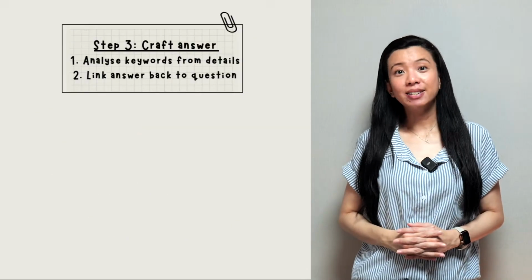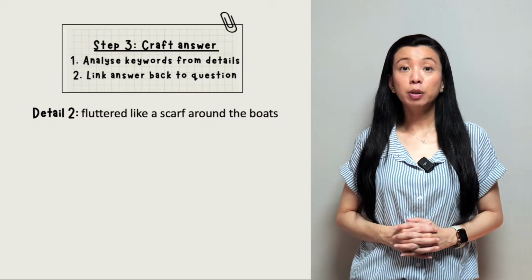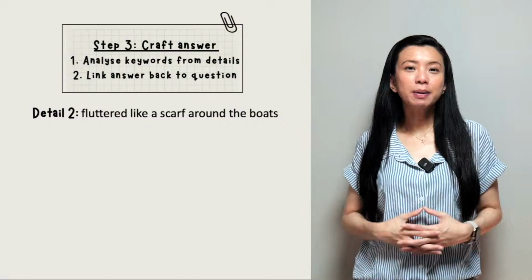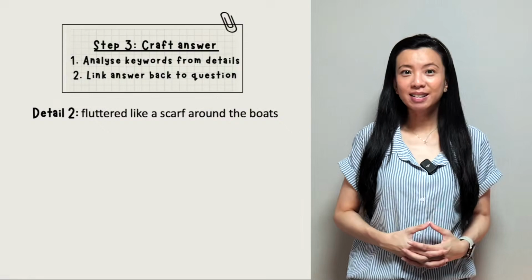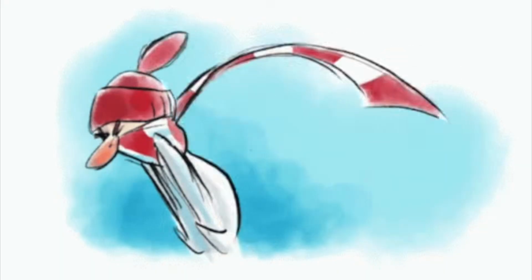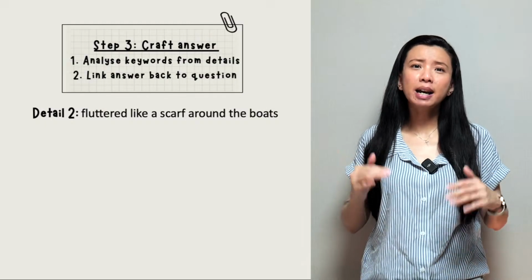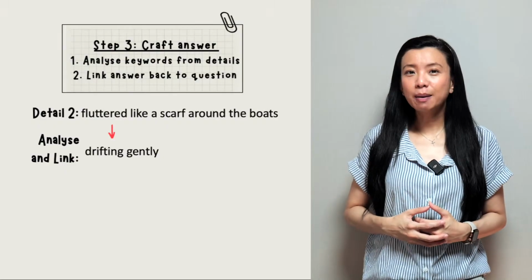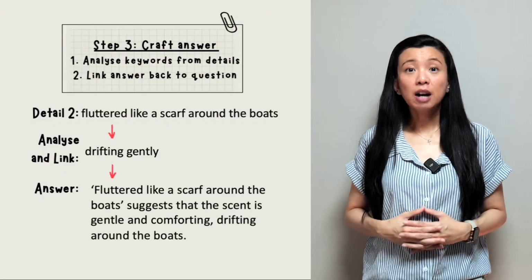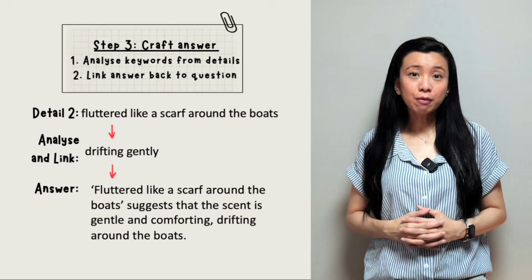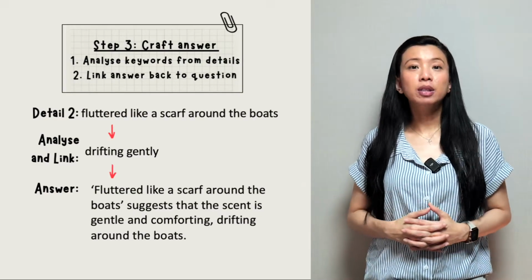Let's look at the second detail, fluttered like a scarf around the boats. So the scarf is like a fashion accessory, usually to people, but in this situation, we can say that maybe it's a fashion accessory to the boats. And the writer says that it's fluttering like a scarf. It's not flapping violently in the wind, it's fluttering. So it's kind of drifting very gently around the boats. So our response could be something like this. Fluttered like a scarf around the boats suggests that the scent is gentle and comforting, drifting around the boats.